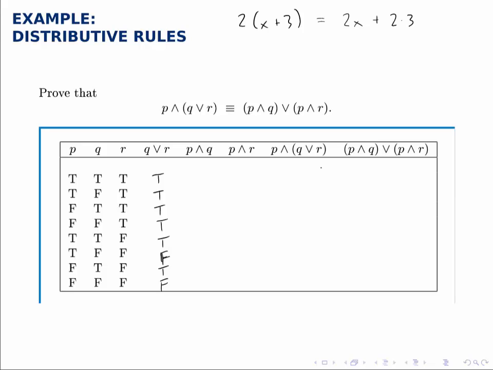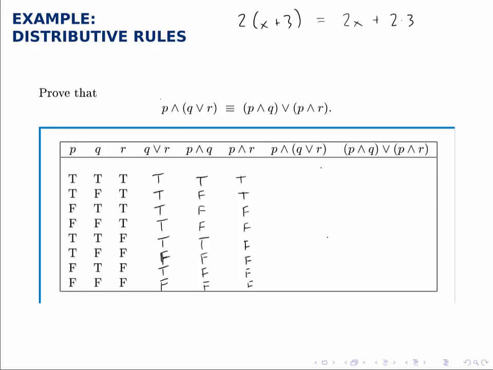P and Q, I'm going to combine P and Q columns using AND, which is true when both are true and false otherwise. So it'll be true, false, false, false, true, false, false, false. Then do the same thing with P and R. So we get true, true, false, false, and then the last 4 are all false as well.